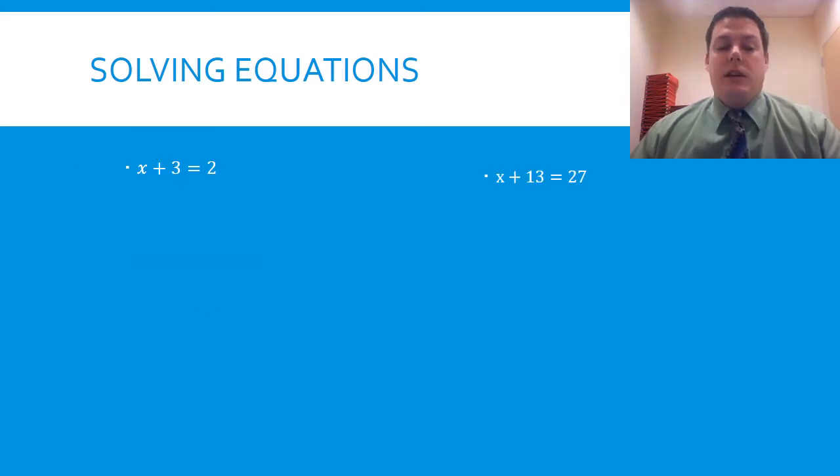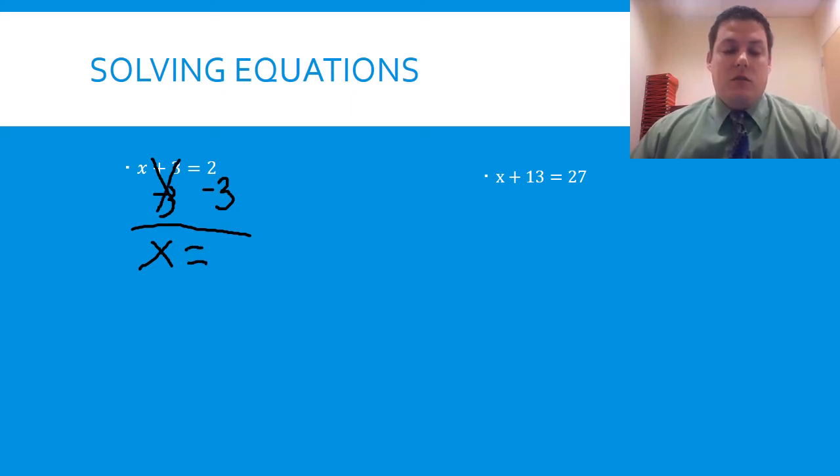Now we're going to undo addition. So if we added 3 last time to get rid of the subtraction of 3, this time we're going to subtract 3 to get rid of the addition. We're always doing the inverse operation. Remember, whatever we do to one side, we must do the same thing to the other. So we subtract 3 from that side. We're left with only x on the left side because they cancel. 2 minus 3 gives us negative 1.